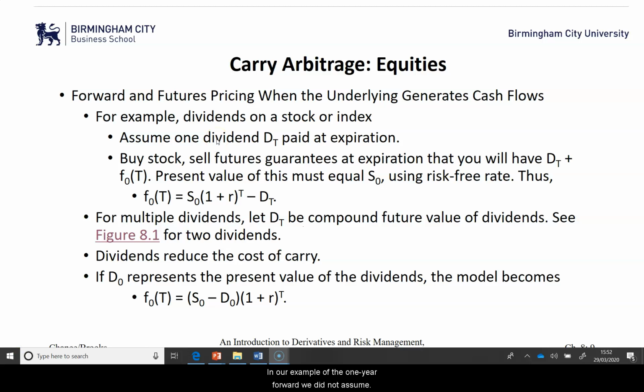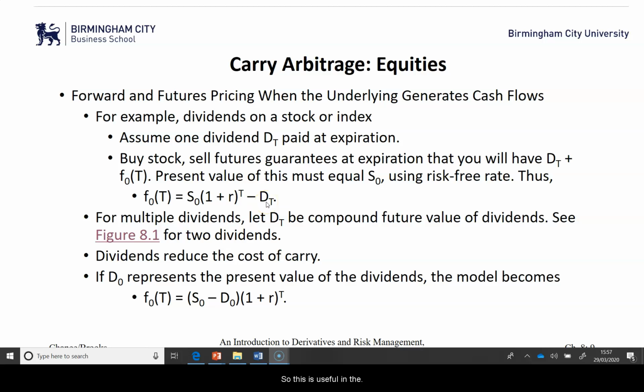In our example of the 1 year forward, we did not assume any dividends or interim cash flows. However, there may be interim cash flows from the underlying, in our case the stock, or it may be in a stock index. It is easy to accommodate that in the formula. So for example, here we calculate the forward price or the futures price as we did in the cost of carry model. That is the stock price now multiplied by 1 plus the risk-free rate raised to the power t, and we deduct the future value of the dividends that will be received at expiration.